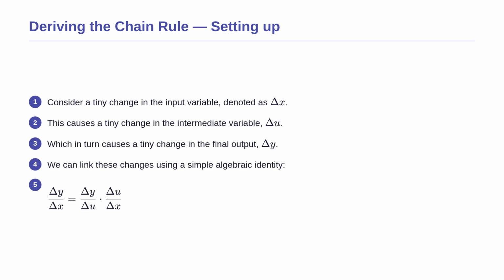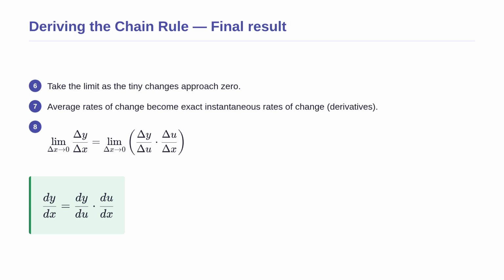We can set up a simple algebraic equation to link these changes. The ratio of the change in y to the change in x is exactly equal to delta y over delta u multiplied by delta u over delta x. Notice how the delta u terms look like they could cancel out. To complete our derivation, we take the limit of this equation as our tiny change, delta x, approaches 0.